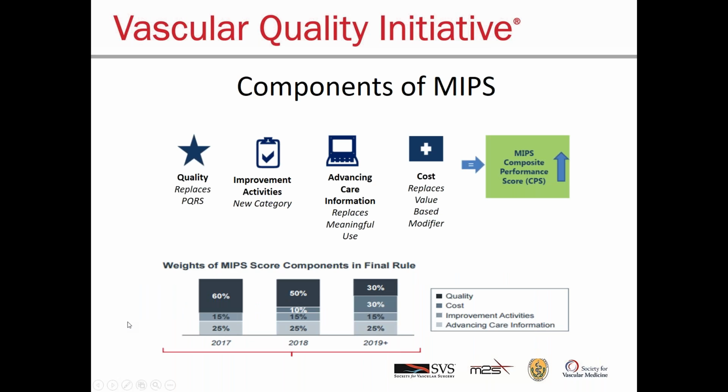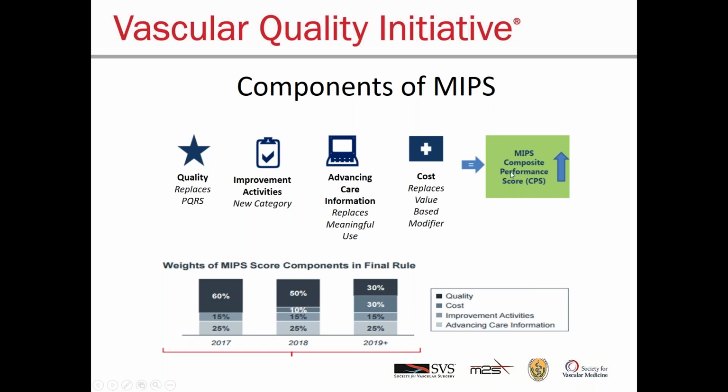So there are components of the Merit-based Incentive Payment System. One is quality, one is improvement activities, one is advancing care information, and one is cost. In 2017, quality is 60% of your score, improvement activities is 15%, advancing care information is 25%, and cost is 0. So that's a good thing, and we hope to keep it that way for 2018 reporting as well. So those are the components, and how well you do on each of these determines your score.